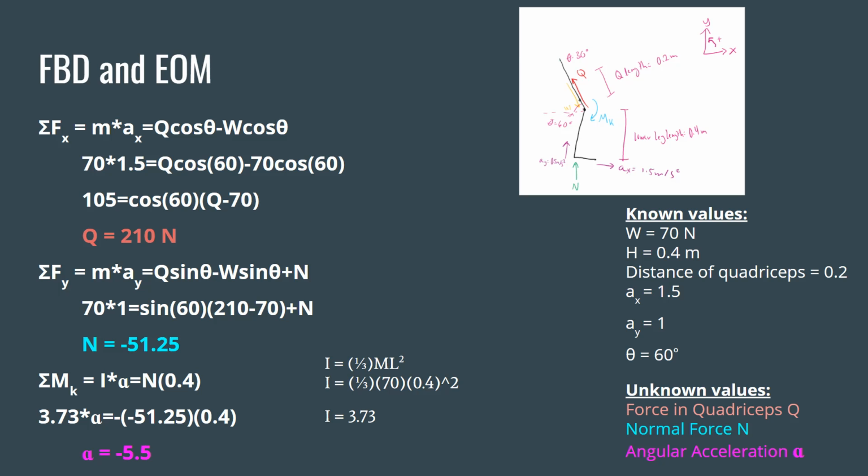In the third equation, the moment is equal to inertia times angular acceleration. Solving for inertia gives a value of 3.73, and plugging that in results in an angular acceleration of negative 5.5. Alpha is angular acceleration, which indicates the speed of rotation of the knee. The angular acceleration being negative means that the knee rotates in a clockwise direction, which can be expected.